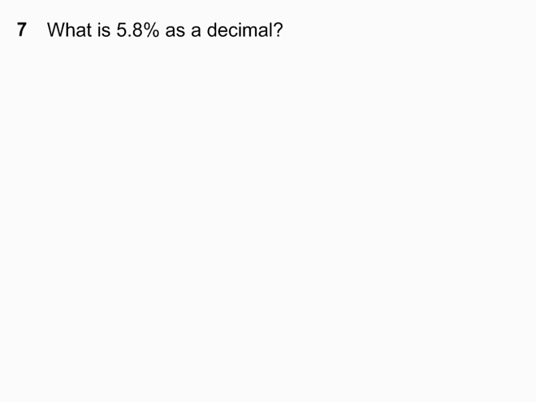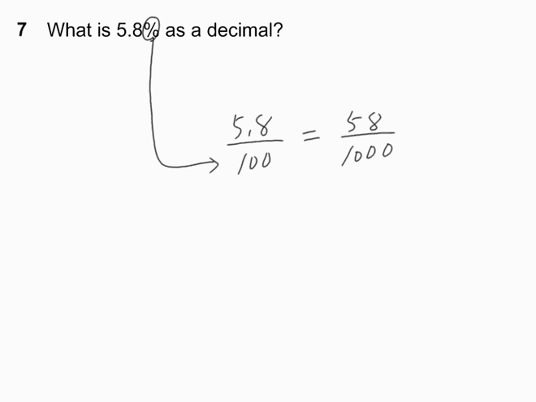Question 7, what is 5.8% as a decimal? Well, 5.8%, anytime you see percent, make an easy fraction by putting it over 100. That's 5.8%. As an equivalent fraction with no decimal in the numerator, it would be 58 thousandths. And 58 thousandths, tenths, hundredths, thousandths is 58 thousandths, so your answer is 0.058.